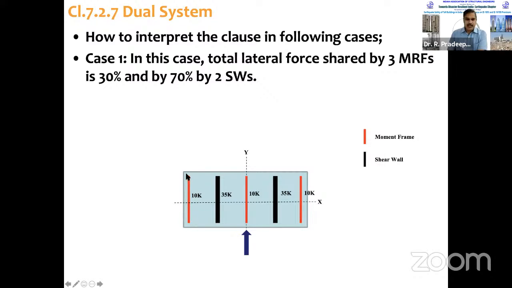So 10 times K is the lateral stiffness of these 3 red shear walls, red color shear walls. And then 35K is dark. Sorry, this red one is the moment resisting frame, and the black one is a shear wall. Now in this case, you can see 30%. So the total lateral force shared by 3 moment resisting frames is 30%, and 70% is by 2 shear walls.